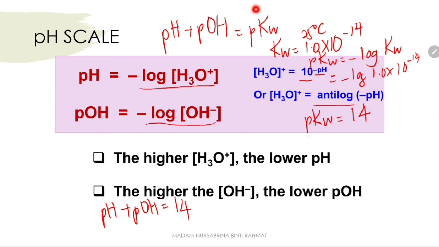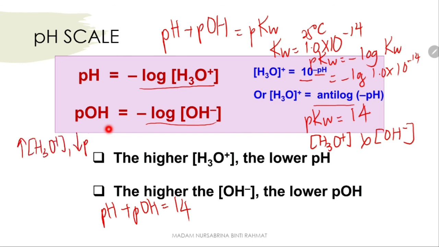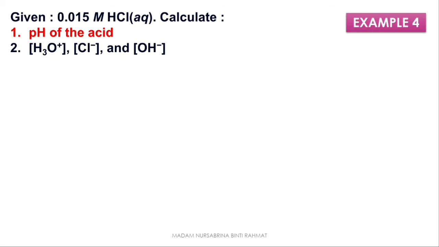Alright, the concentration of H3O plus is inversely proportional to the OH negative concentration. In terms of pH and pOH, increase the H3O plus concentration, lower the pH value. Same goes for OH negative: increase the OH negative concentration, lower the pOH value. Okay, so let's learn how to calculate the pH of a strong acid.